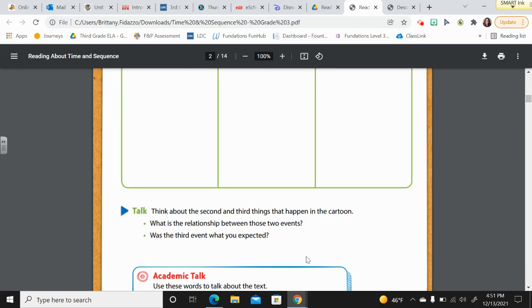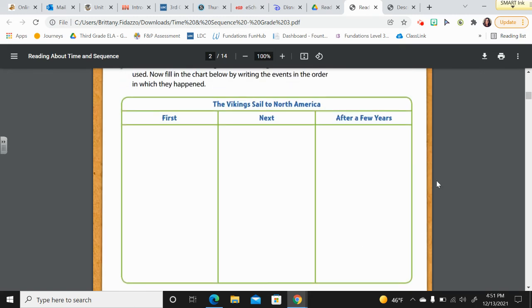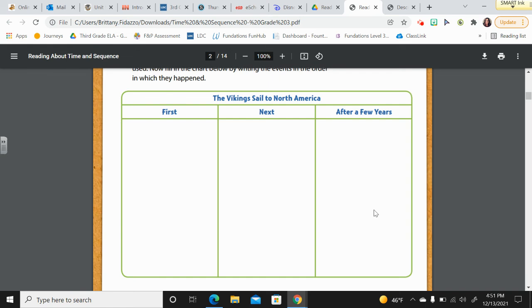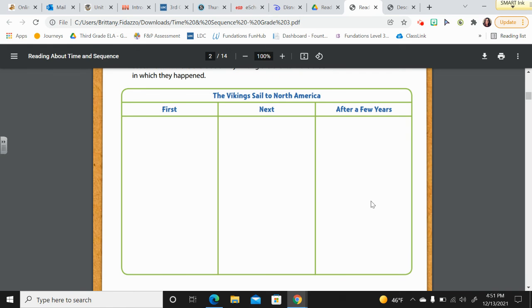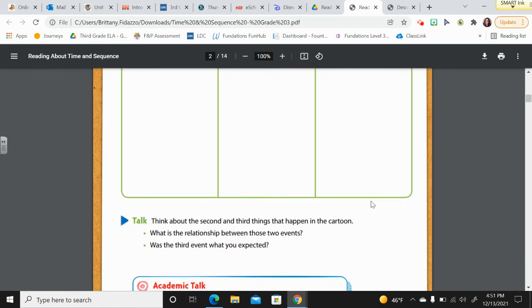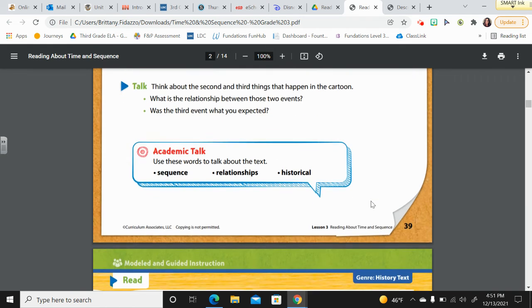Was the third event what you expected? I personally was not expecting that they gave up, right? We always read stories that have messages about perseverance and the importance of never giving up. And here these Vikings gave up after a few years of challenges. Not what I was personally expecting at all.